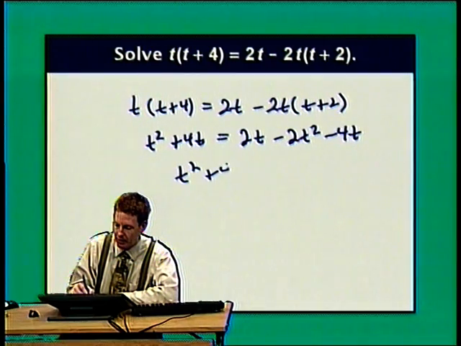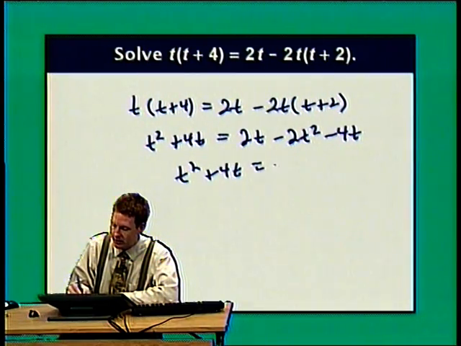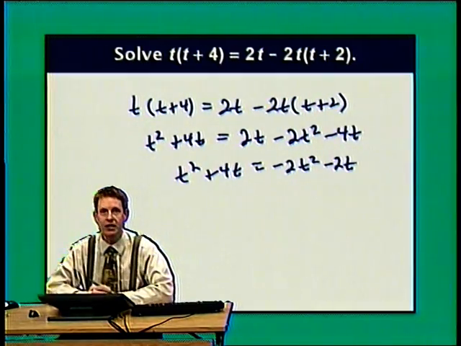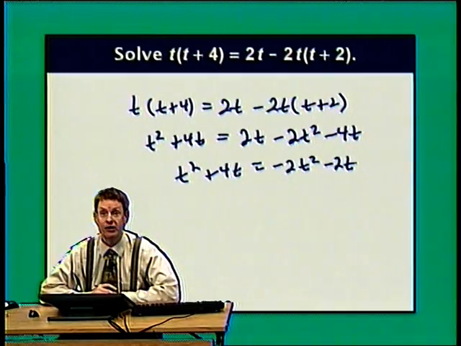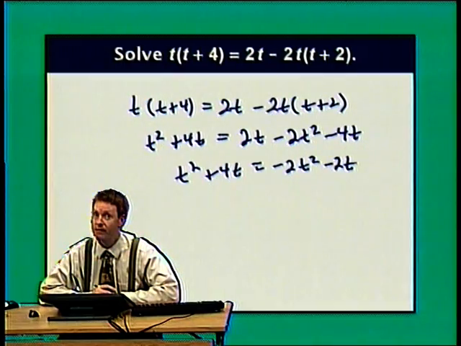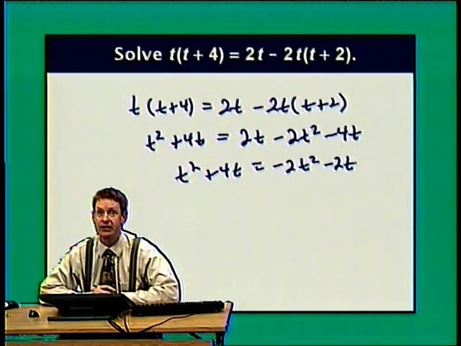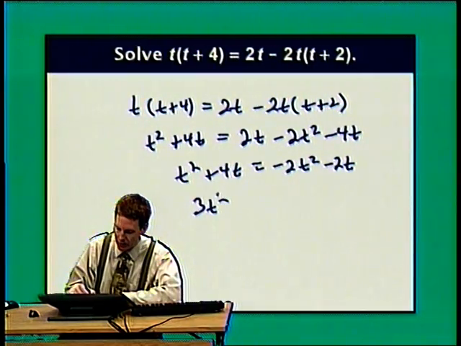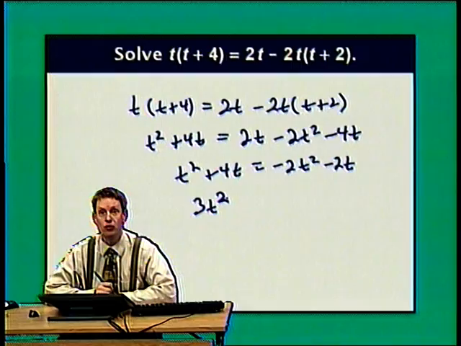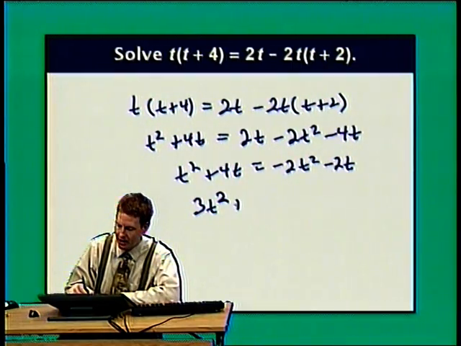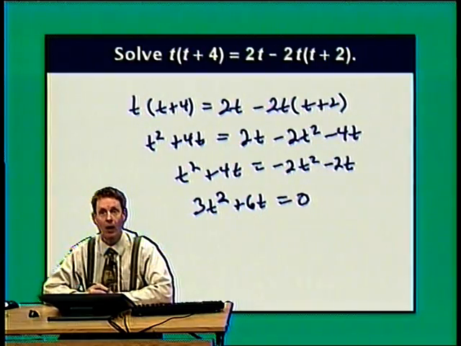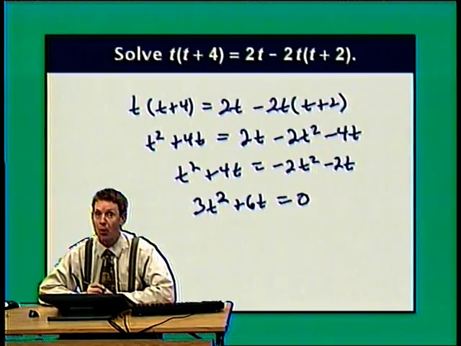t squared plus 4t equals negative 2t squared minus 2t. Since I like my squared term to have a positive coefficient, I'm going to make the right side of the equation 0. Adding 2t squared to both sides of the equation, I have 3t squared on the left. Adding 2t to both sides of the equation, I have plus 6t on the left. This equals 0. I want to use the zero product principle.